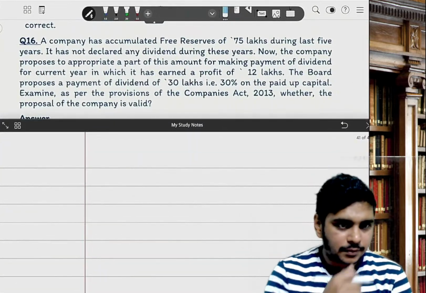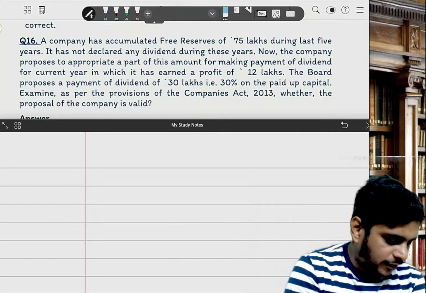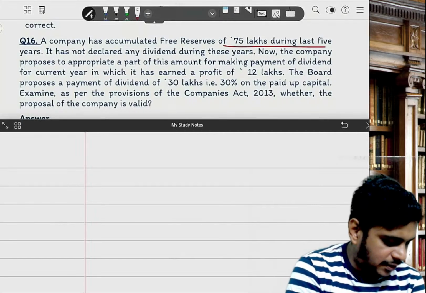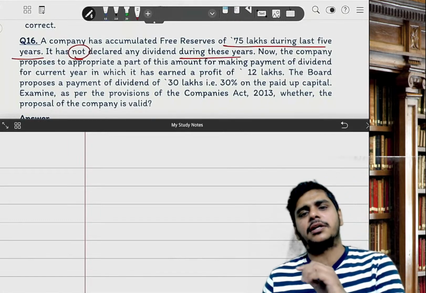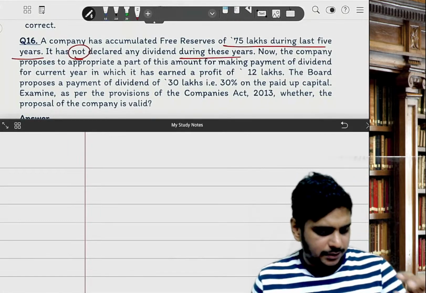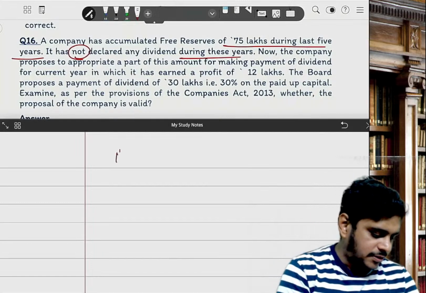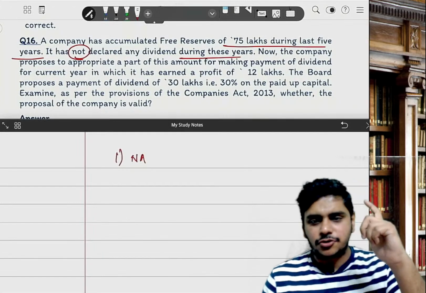A company has accumulated free reserves of 75 lakh during the last 5 years. It has not declared any dividend during this year. That means in the last 5 years they have not declared any dividend. That means my first condition becomes not applicable. Your brain should start processing that way.